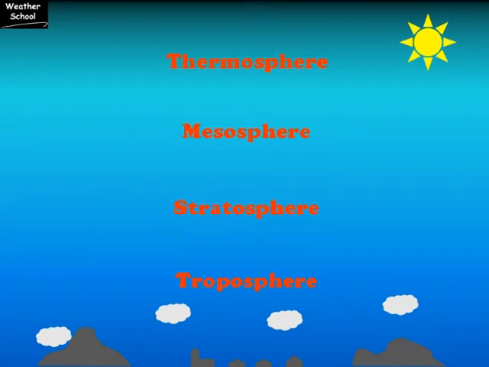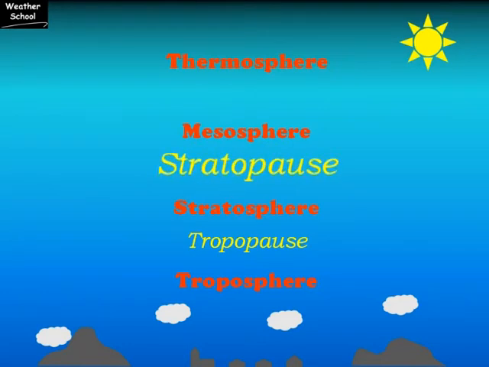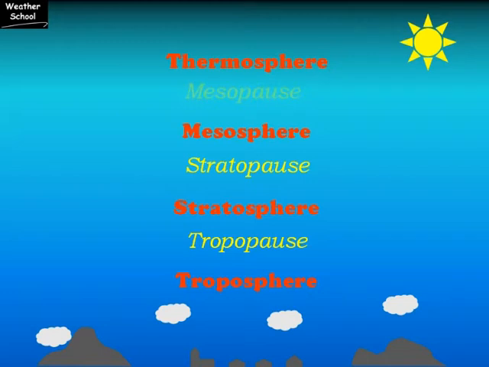Between each of these zones are clear demarcation areas. We call the area between the troposphere and the stratosphere the tropopause. Between the stratosphere and the mesosphere we find the stratopause. And between the mesosphere and the thermosphere we find the mesopause.